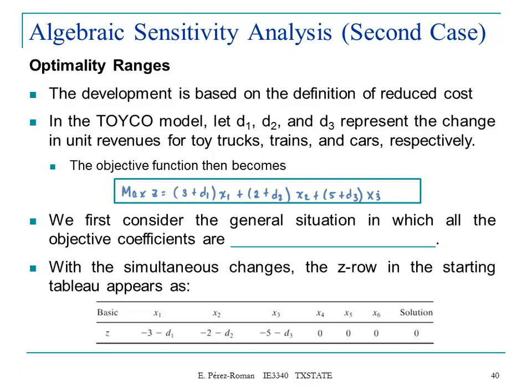So we first consider the general situation in which all the objective coefficients are changed simultaneously. Let's say we want to change all of them and see how that would affect my optimal solution. With the simultaneous changes, row zero in the starting tableau appears like this. Now, instead of having the coefficients by themselves, you also have those extra coefficients, D1, D2, and D3, in your initial tableau for row Z, or row 0.